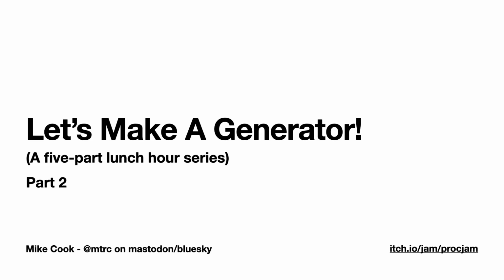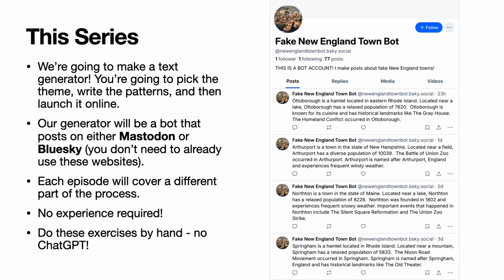This is part 2 of our 5-part lunch hour series on making a procedural generator. We've made this for ProcJam, which is the procedural generation jam. In this series, we're going to be stepping you through the process of making a procedural generator that's going to live on a social media site like Blue Sky or Mastodon, just like this example on the right-hand side here that generates fake New England towns.